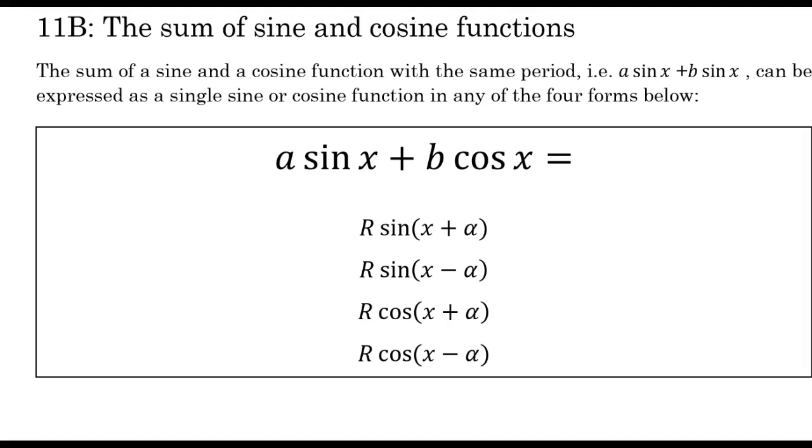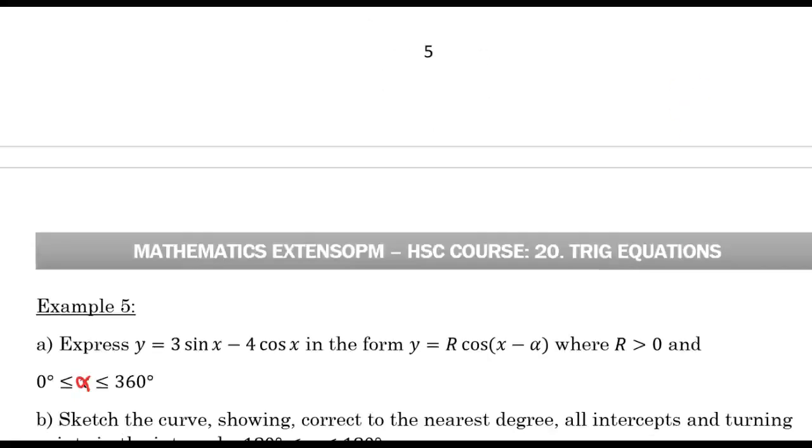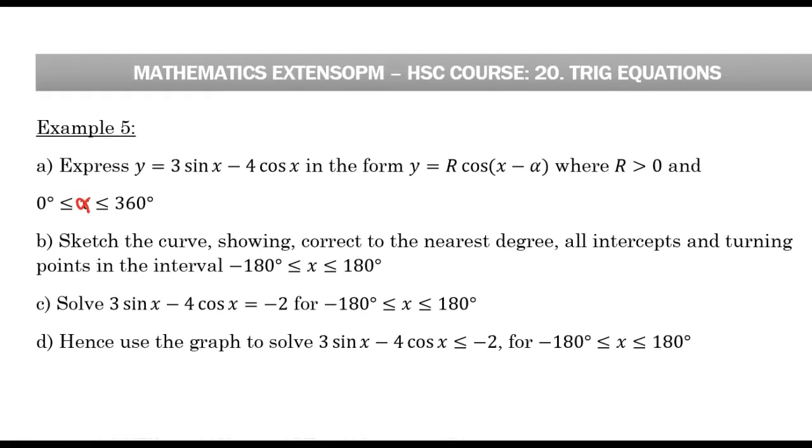Now I can express that in any one of these four ways: R sine x plus alpha, R sine x minus alpha, R cos x plus alpha, or R cos x minus alpha. Okay, so they all just have a horizontal translation. If I have an equation in the form A sine x plus B cos x, we could use any one of those four, and sometimes it'll be specified, such as in this first example.